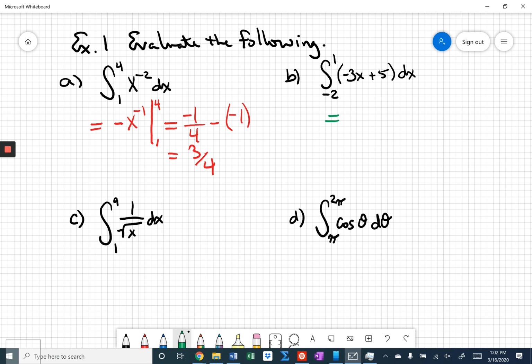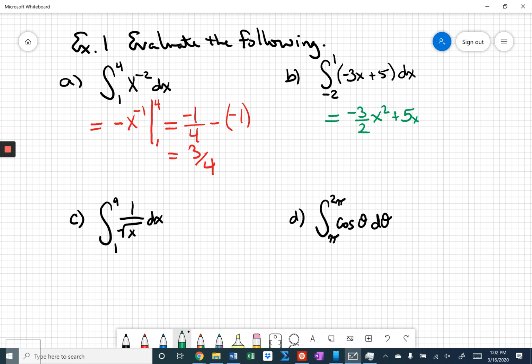So the antiderivative of negative 3x is going to be negative 3 over 2 x squared, reversing the power rule: you add 1 to the exponent, divide by that new exponent, and then plus 5x.